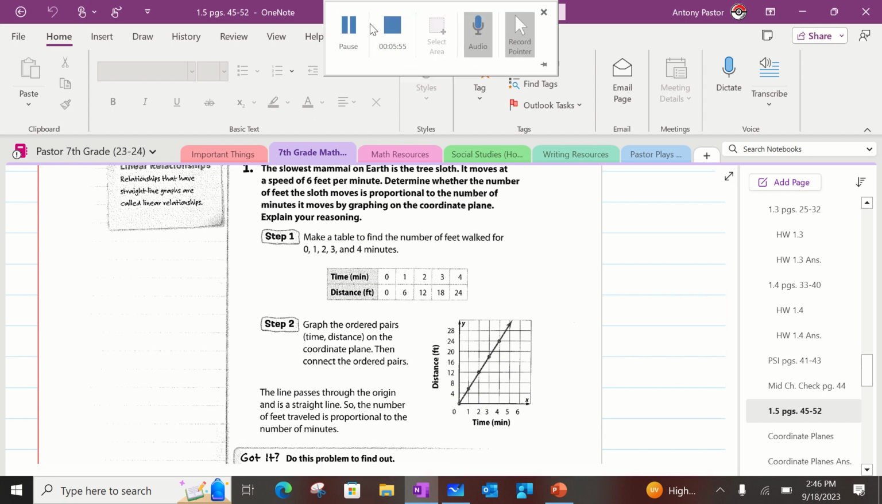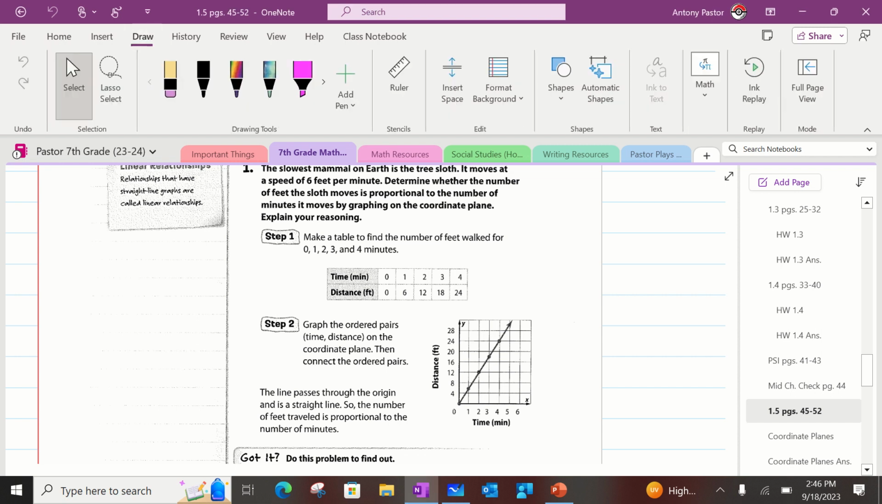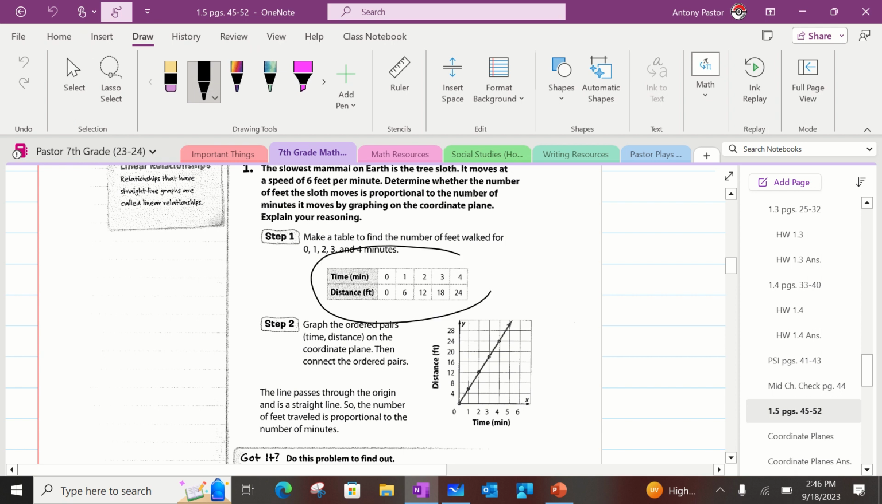Explain your reasoning. Sorry for the pause. So basically, this table here, and let me see if I can draw on OneNote really quickly. Let's see if it'll let me draw. It does. This table here is our ordered pair. The top number will be our x, the bottom number will be y.